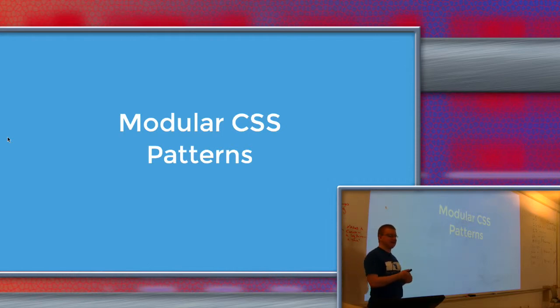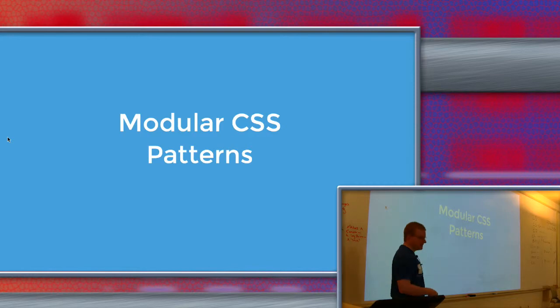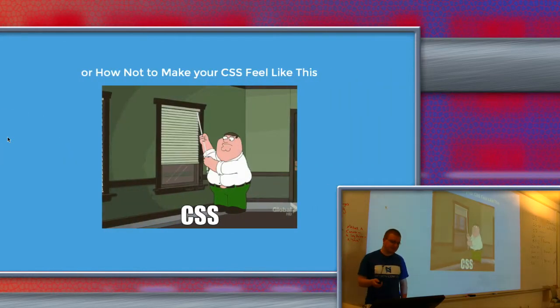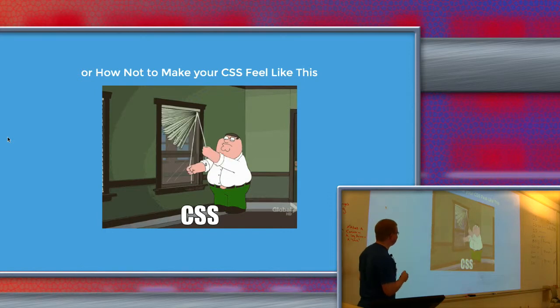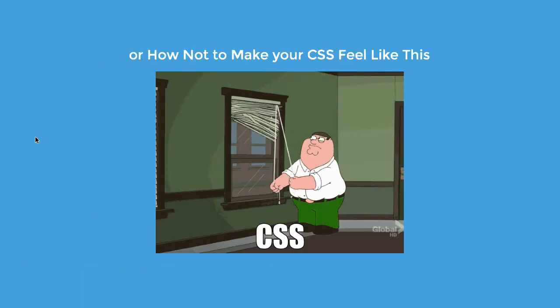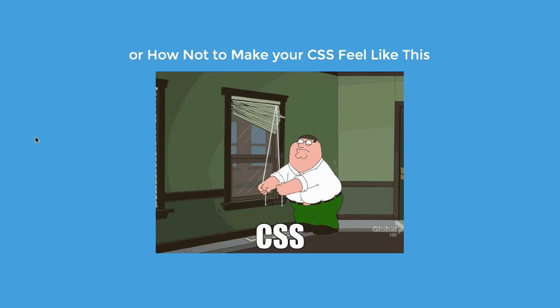Because websites existed, and they have existed with CSS for a long time, and they've done quite well. I mean, there have been challenges, but we've found ways to overcome them. And so the key to being able to overcome those challenges is this idea of modular CSS patterns. The patterns is the important part. Or subtitled, How Not to Make Your CSS Feel Like This. Sometimes this is how CSS feels. We're just constantly fighting with it.